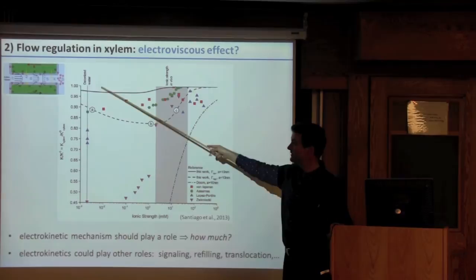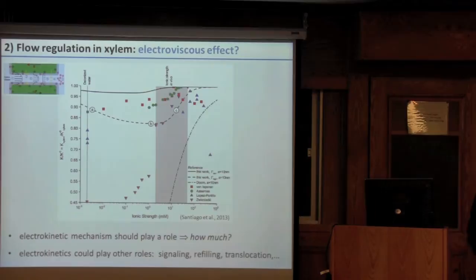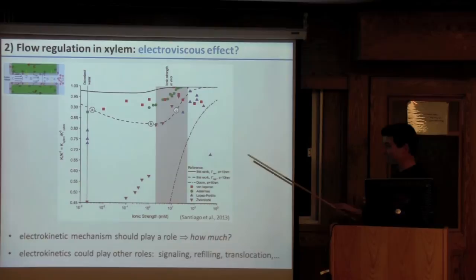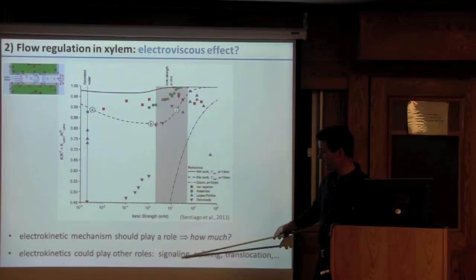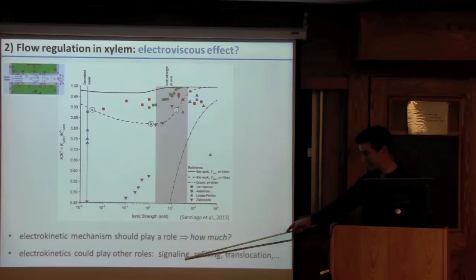And so what we can conclude from this is not that this is the mechanism for the electroviscous effect or for the ion effect, but that it absolutely is going to be present, whether or not it's dominant. We've proposed some experiments that can distinguish them, and we're hoping we or someone else is going to do them. But I think, again, the bottom line is that there are certainly effects possible for electric fields in xylem tissue, and they could be part of signaling, potentially part of a refilling process, or translocation.